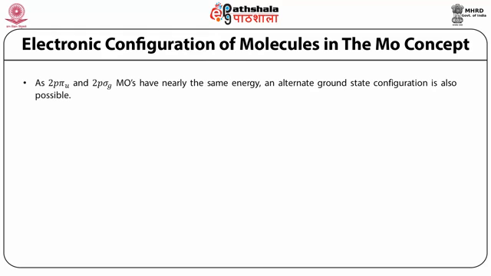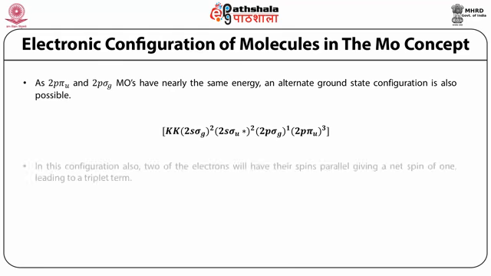As the 2p pi u and 2p sigma g molecular orbitals have nearly the same energy, an alternate ground state configuration is also possible, like KK 2s sigma g square, 2s sigma u star square, 2p sigma g 1, 2p pi u cube. In this configuration also, two of the electrons will have their spins parallel, giving a net spin of 1, leading to a triplet term.